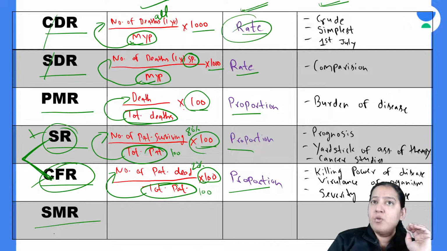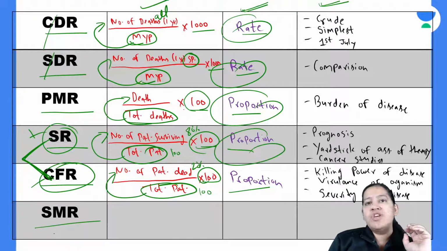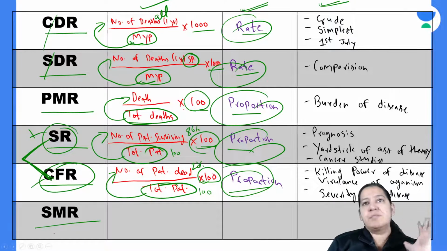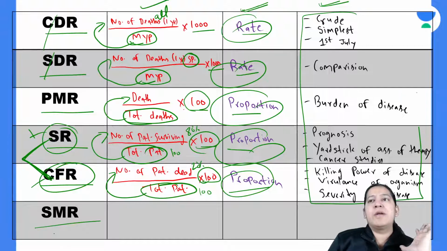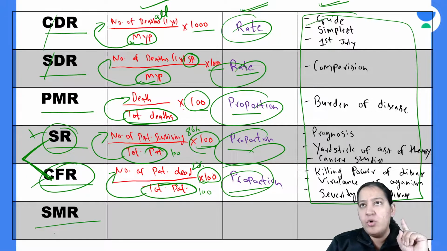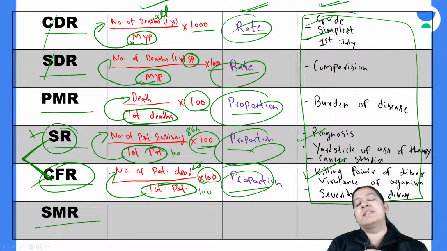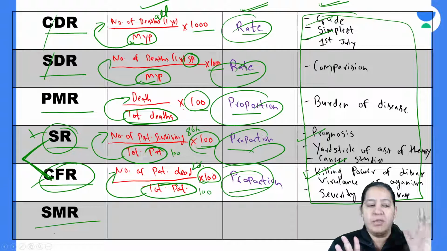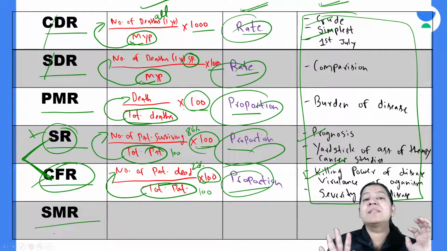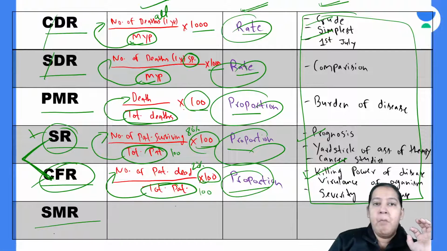So you should understand which of these is a rate and which is a proportion. And you should know some important points about each of them: which is the crude, which is the simplest, which is the best, which gives us the prognosis of the disease, which gives us the killing power of the disease. I hope we have already covered all these. So these were the measures of mortality.